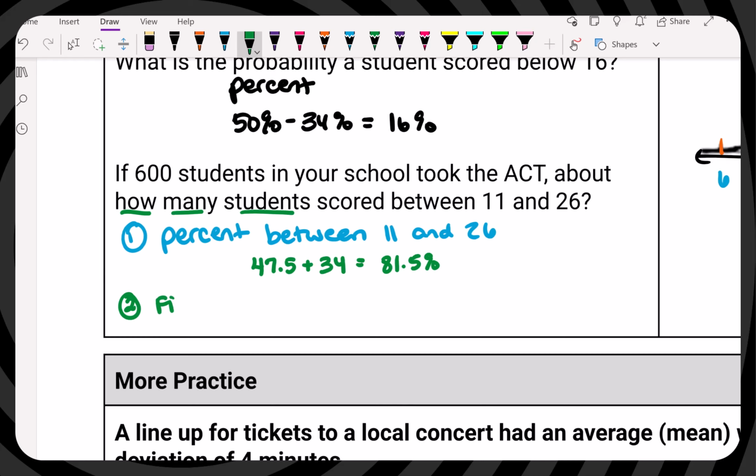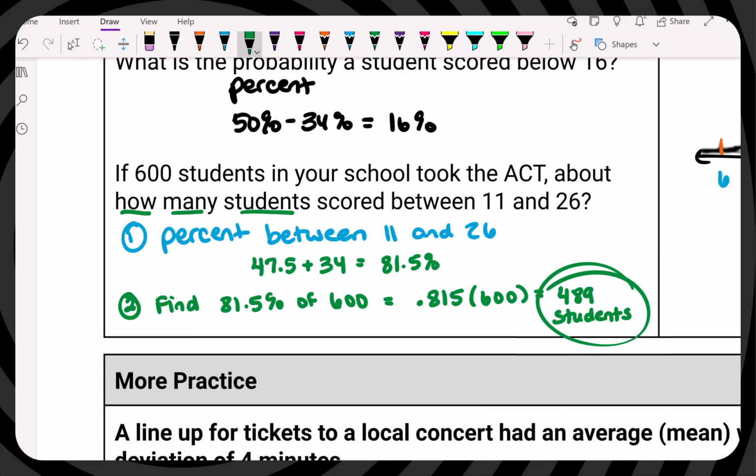So now all you have to do is find 81.5% of 600 students. And just simply on your calculator, just change 81.5 into a decimal. So 0.815, of means to multiply. And then just type it in your calculator. So 0.815 times 600, we get 489 students. And it's just an estimate, but it's better than guessing.